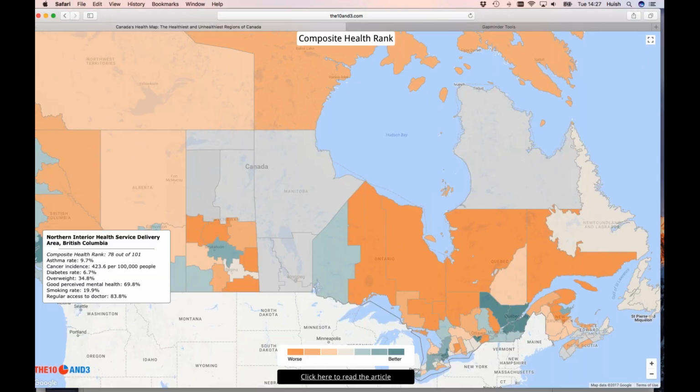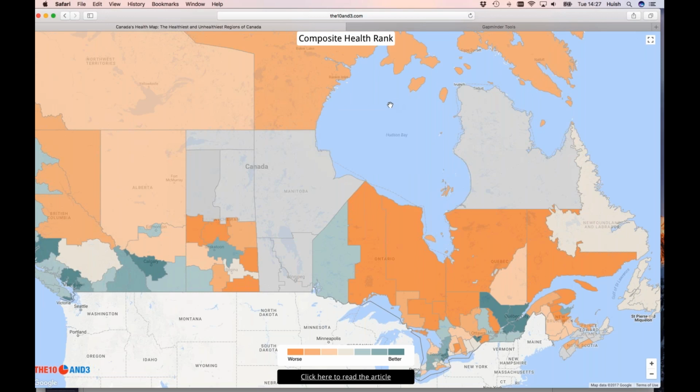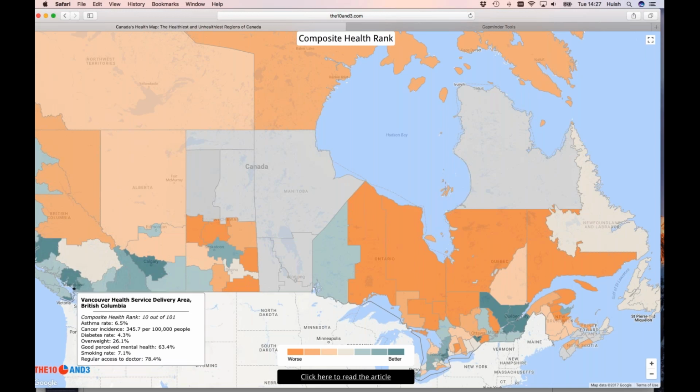And we do it in this way here. So here's a composite health rank for Canada. And if you look at the different health factors that go into this, you see there's some places that are more healthy than others. Vancouver usually gets a pretty good reputation. If you look here, Vancouver Health Service Delivery Area, composite rank 10th healthiest place in Canada at 101.